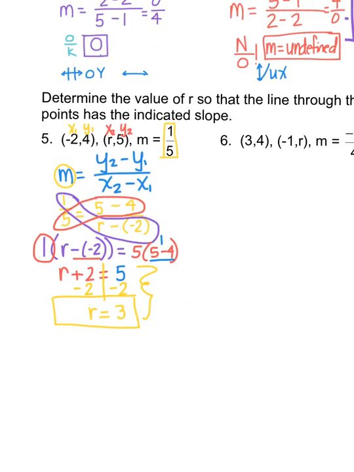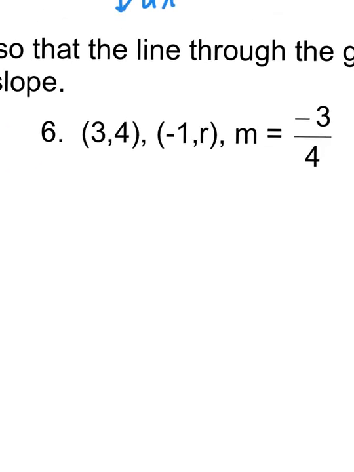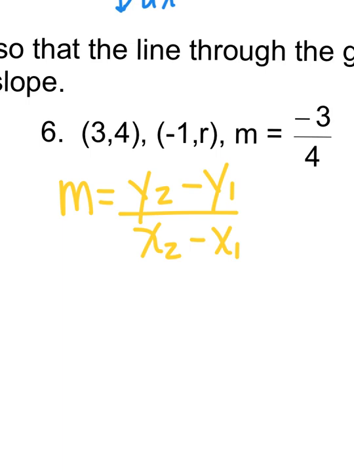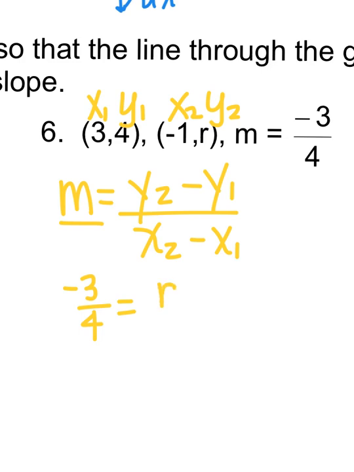Let's move on to number 6. It's the same concept, so we'll start with our equation. m equals y2 minus y1 over x2 minus x1. You may go back and label your points if that helps you. And then we'll substitute. Our slope is something we know. We know that it's negative 3/4. y2 is r minus y1 is 4. x2 is negative 1 minus x1 is 3.